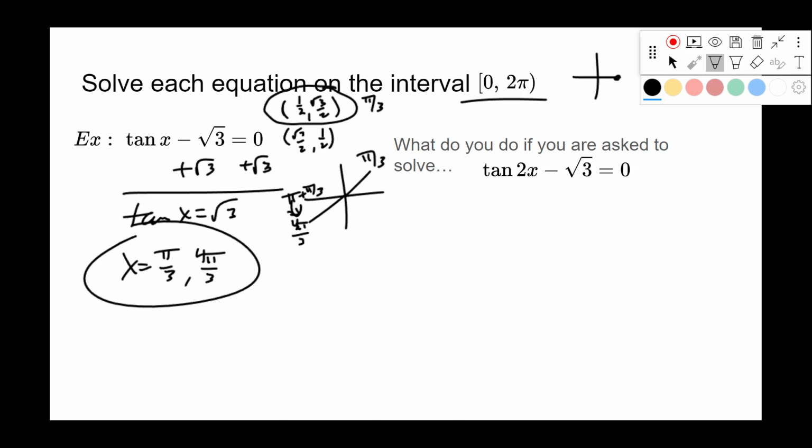But what do you do if you're asked to solve this? Tangent 2x minus radical 3 equals 0. Well, it's actually very similar to what we just did. Okay? Almost exactly the same, except for the 2x. So what does this 2 do? This 2, okay, will tell you how many revolutions to make on the unit circle.